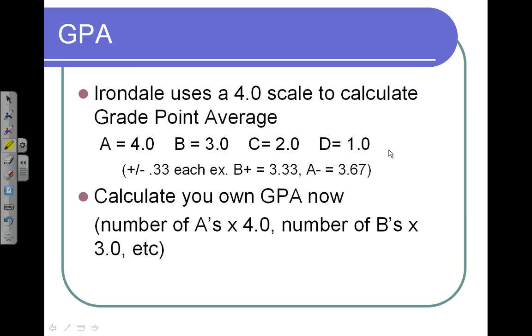What I'd like you to do next is to calculate your own GPA. If the grades that you recorded on your weekly check-in this week were final grades for this semester, what would your GPA be? The way you calculate that is you take the number of A's times 4.0, the number of B's times 3.0, etc., and you divide it by the number of classes you have. Please pause the video and calculate your GPA now.